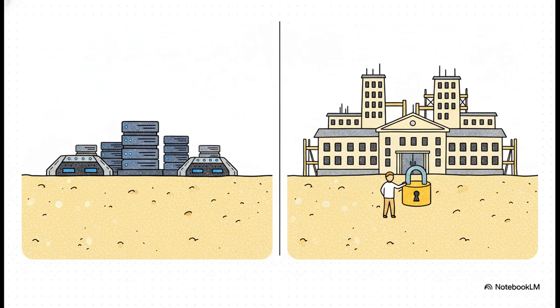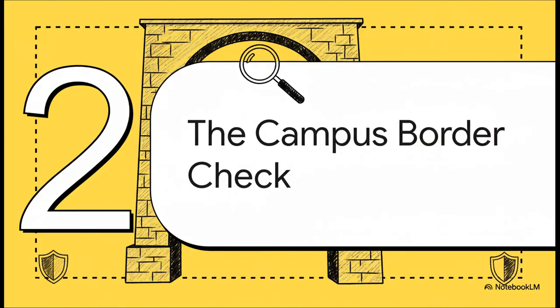AWS handles what they call security of the cloud. That's the physical foundation. They're securing the data centers, the actual servers, the cables running under the floor. They're securing the very ground your campus is built on. Your job? That's security in the cloud. You are responsible for everything you build on that land, your apps, your data, and who gets to access it. If you build the library, it's on you to lock the doors at night. So let's start building our defenses from the outside in.